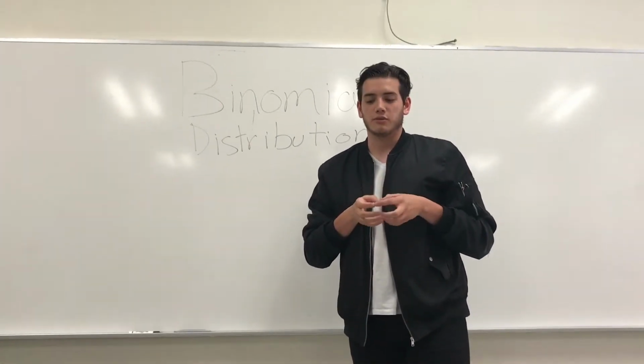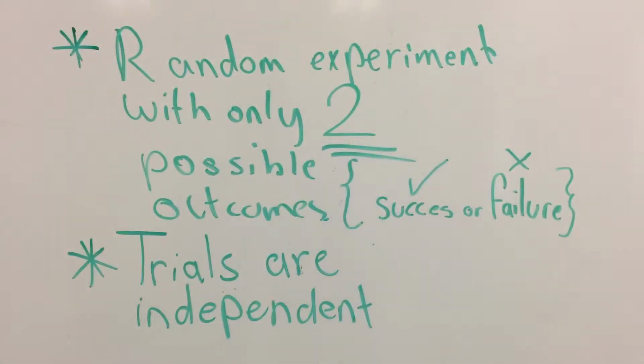Binomial distribution. Binomial distributions are random experiments with only two possible outcomes. The attempts are independent. The two possible outcomes are success and failure.